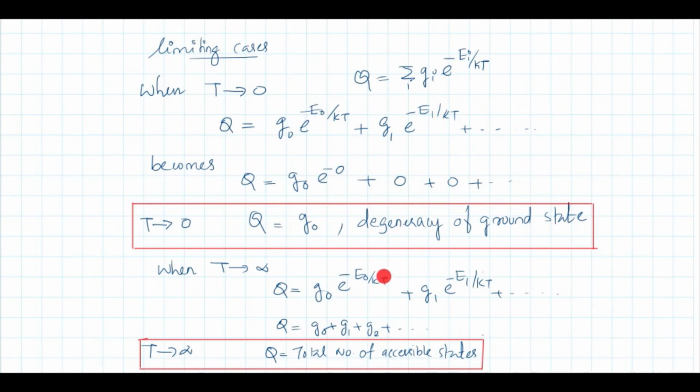So in the limit t tends to infinity, each of these terms becomes e raised to 0, which is 1, so you'll get q is equal to g0 plus g1 plus g2 plus etc. That is the total number of microstates. So in the limit t tends to infinity, partition function represents the total number of microstates. In the limit t tends to 0, partition function represents the degeneracy of ground state, the number of levels in the ground state.